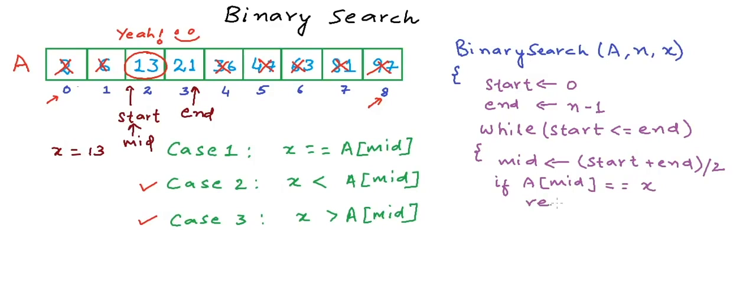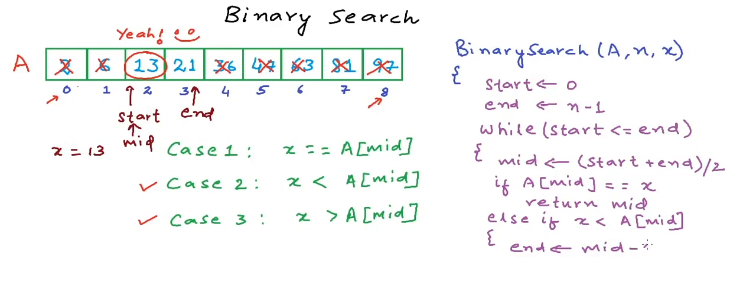We return the index stored in the variable mid and exit from the function. If x is less than the middle element, then we need to discard all the elements having index greater than or equal to mid. So our end of the search space now becomes mid minus 1.